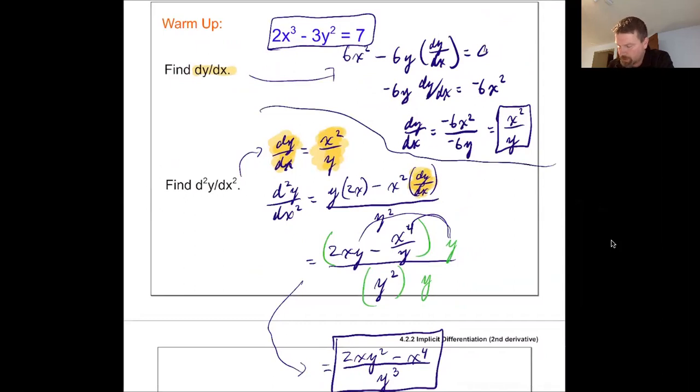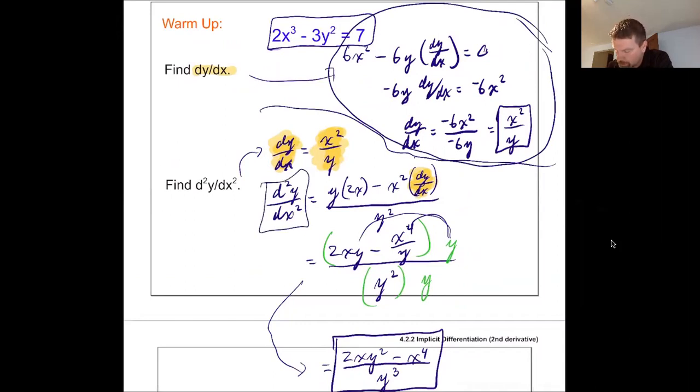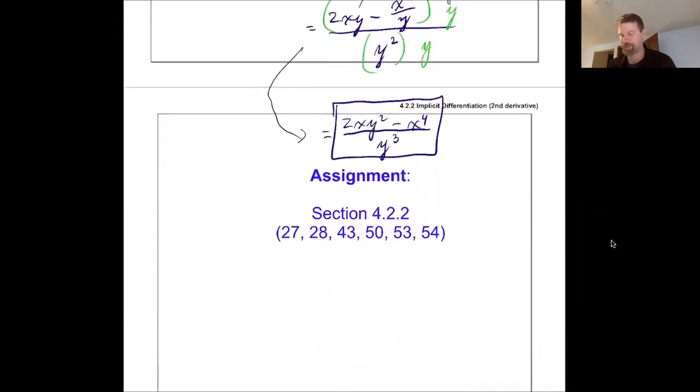So not too much different than before. Finding dy/dx just requires a chain rule, remembering that the derivative of y is dy/dx. And then if you find the second derivative, if you ever get a dy/dx showing up, use what dy/dx is equal to in order to substitute it in. That's the only thing different.